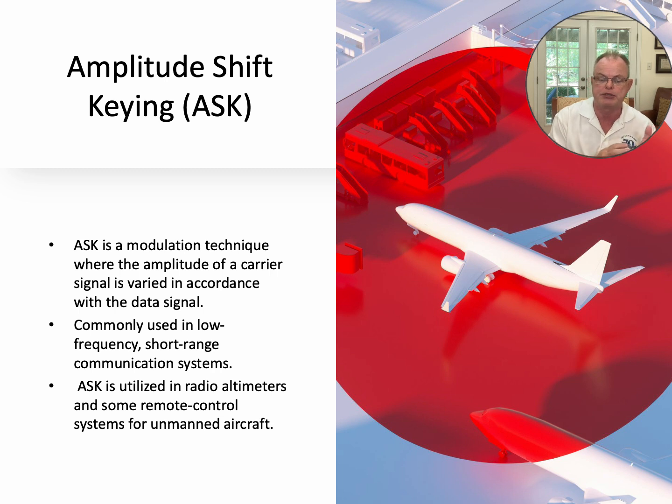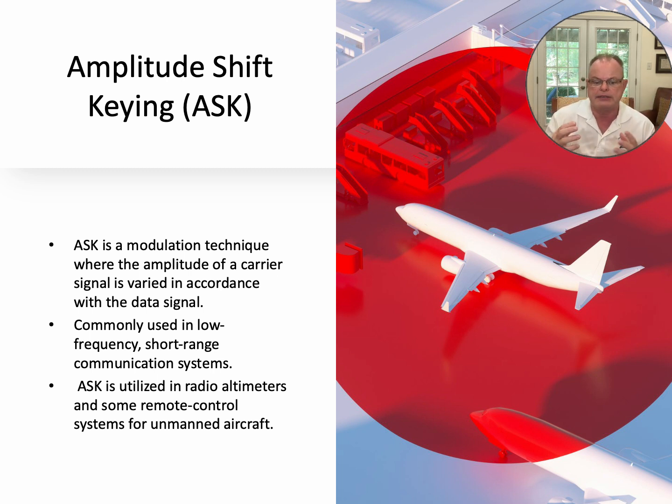ASK is amplitude shift keying. What you have is a signal, a carrier wave, just like we've dealt with before, and the amplitude changes between low and high. So normally you'll have a logic 0 at one level and a logic 1 at another level, and you just move it back and forth between those things.